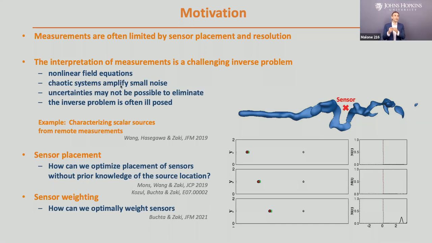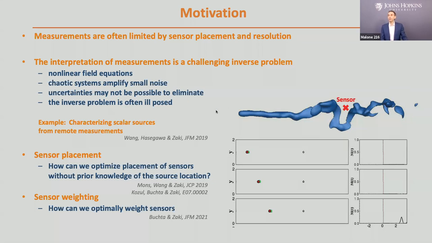So if you have any small perturbations in your measurements, they amplify according to the Lyapunov exponent of the system, and that really frustrates your ability to interpret the measurements. Add to that that the inverse problem is often not unique. My favorite example of a non-unique problem is one we worked on for some time, and it's the interpretation of scalar measurements.